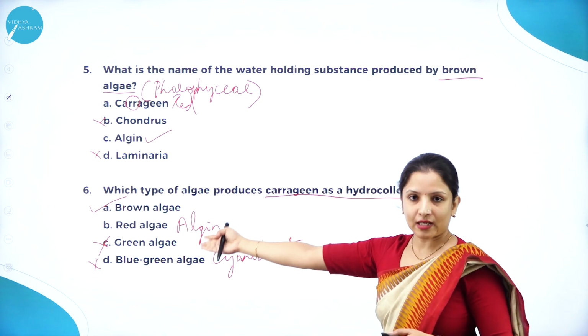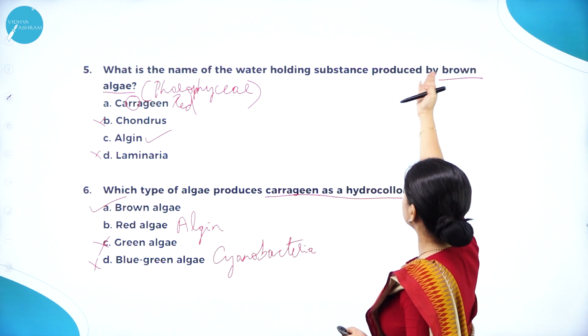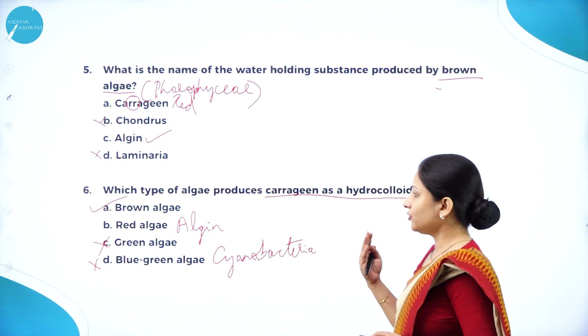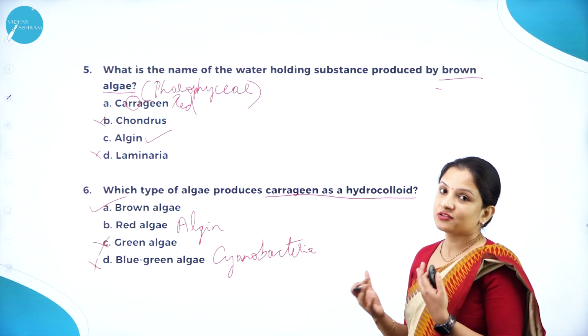Then it will be red algae. Option will be red algae. Or it will be what is the name of the water holding substance produced by red algae? Then the answer will be carrageen. Like that. Okay, you have to be very careful. Read the question once or twice, because in a haste you tend to answer.